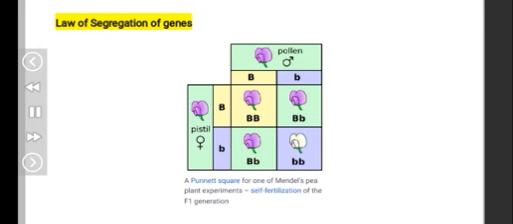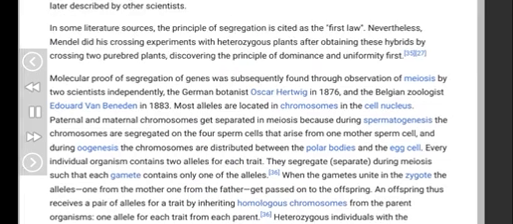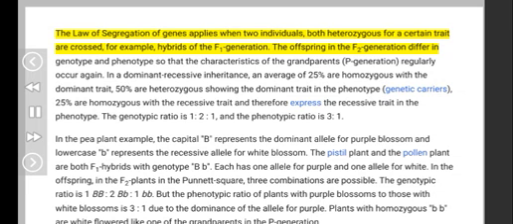Law of segregation of genes. Punnett square for one of Mendel's pea plant experiments, self-fertilization of the F1 generation. The law of segregation of genes applies when two individuals, both heterozygous for a certain trait, are crossed, for example, hybrids of the F1 generation. The F2 generation differs in genotype and phenotype so that the characteristics of the grandparents' P generation regularly occur again.